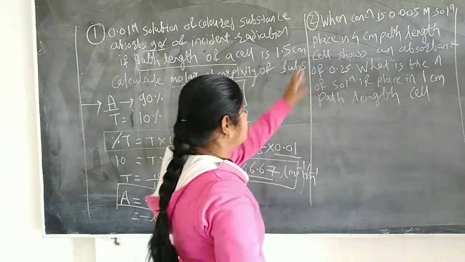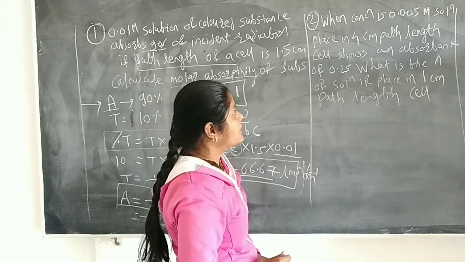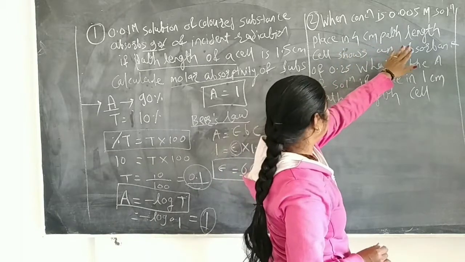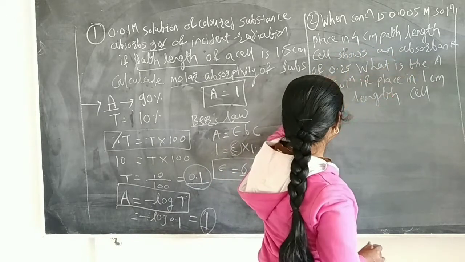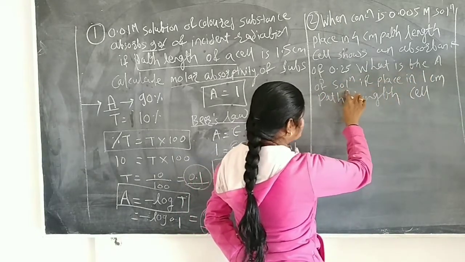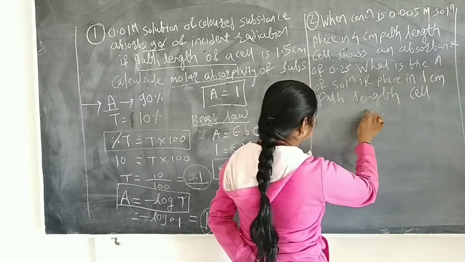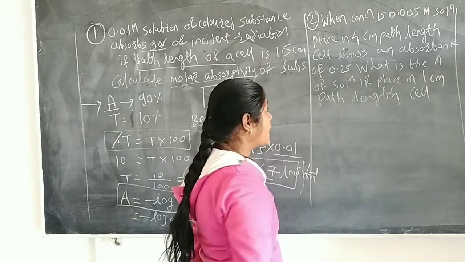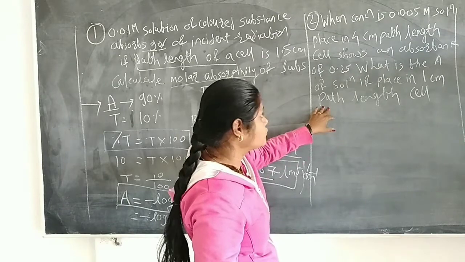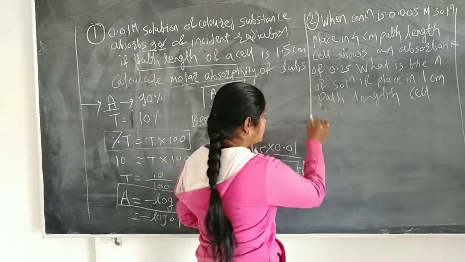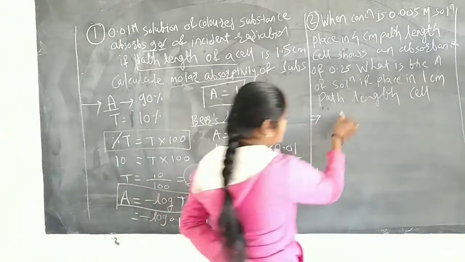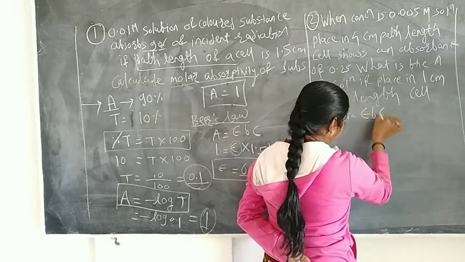In problem number 2, a 0.005 molar solution placed in a 4 cm path length cell shows an absorbance of 0.25. What is the absorbance of the solution if placed in a 1 cm path length cell? First of all, we have to calculate the molar absorptivity using the 4 cm path length, and then find the absorbance for the 1 cm path length. For that purpose, again we use the same formula, Beer's law: A is equal to epsilon b c.